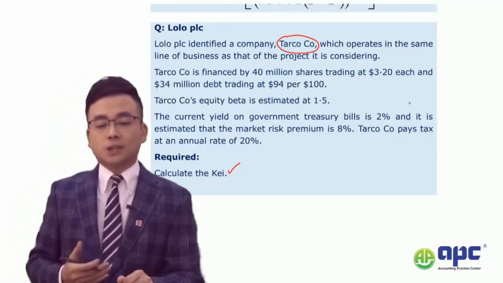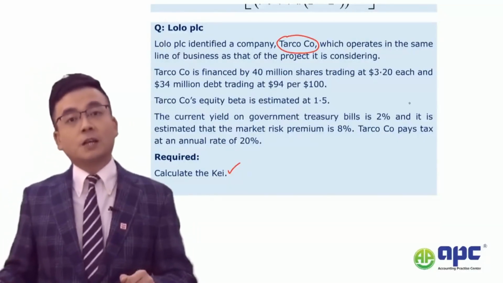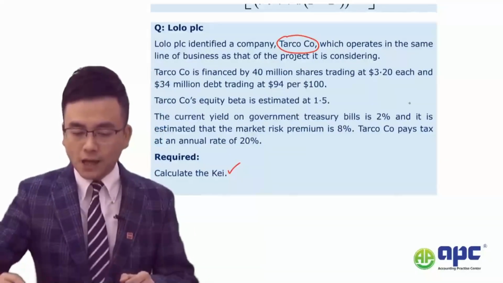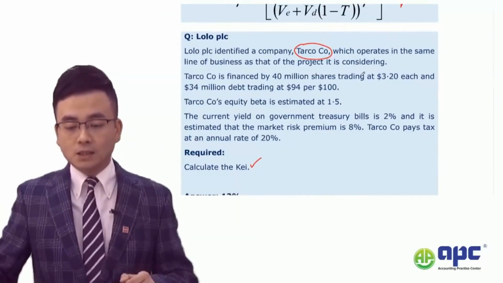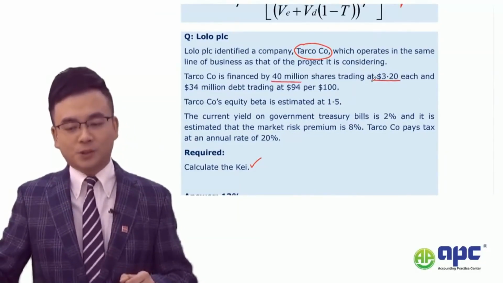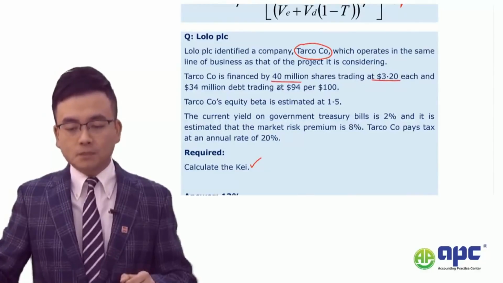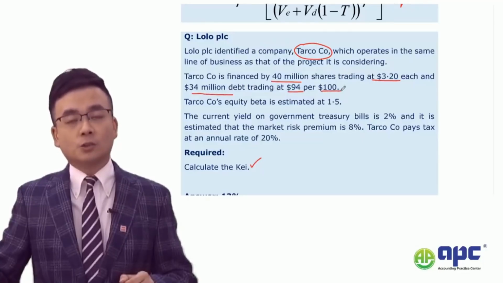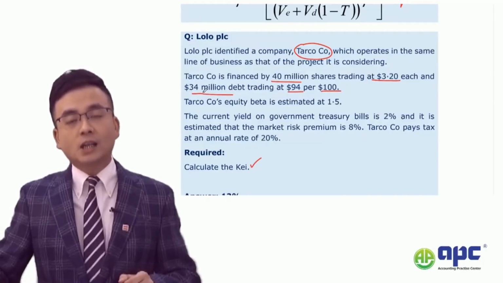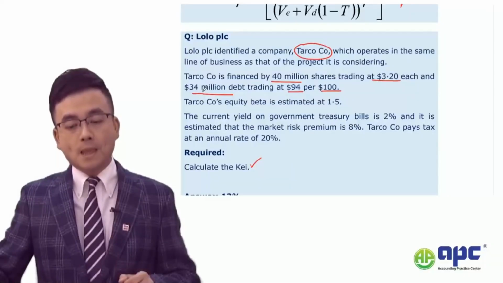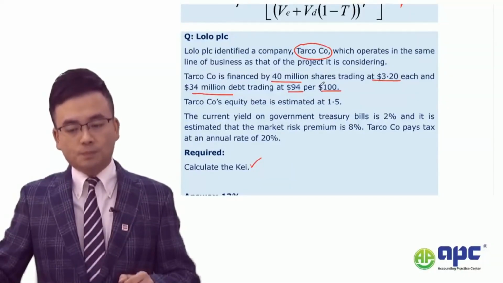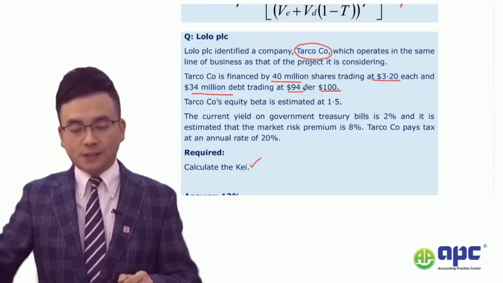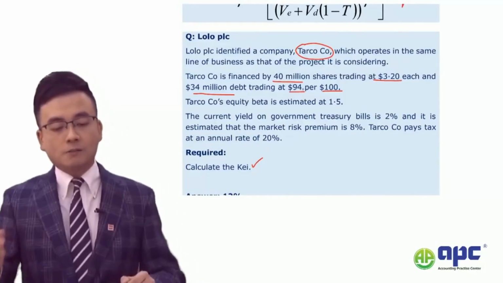We're told the Tarkle company is financed by 40 million shares trading at $3.2 each. So this means that we can calculate the value of equity by simply taking the 40 million times $3.2. And $34 million debt trading at $94 per $100 par value. So this means that we take the total amount of 34 million, divide this by $100 each, and times by 94, and that being the market value of the debt. Okay, so we need to calculate the market value here.